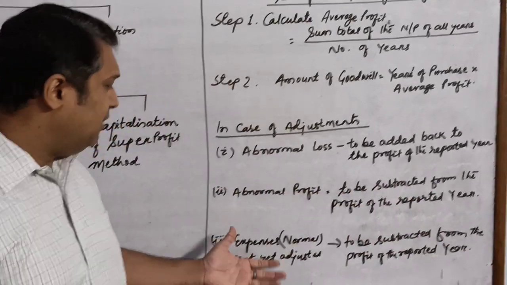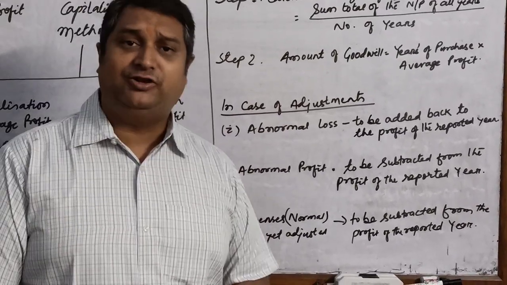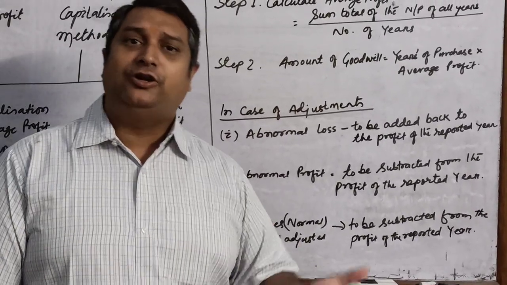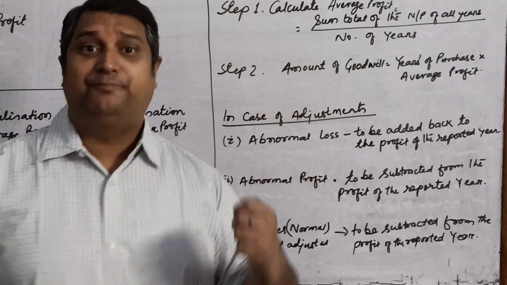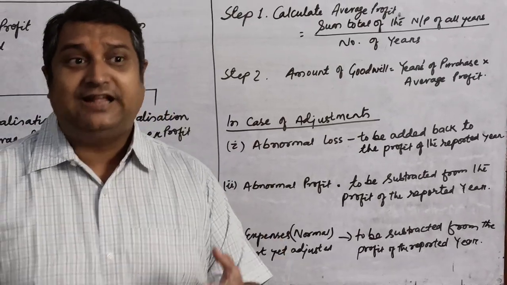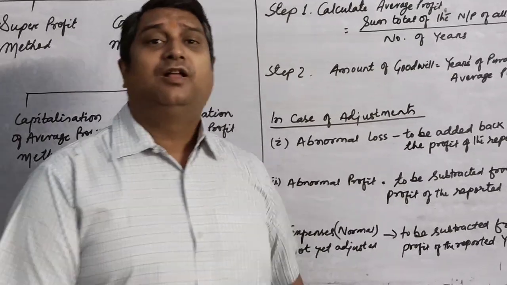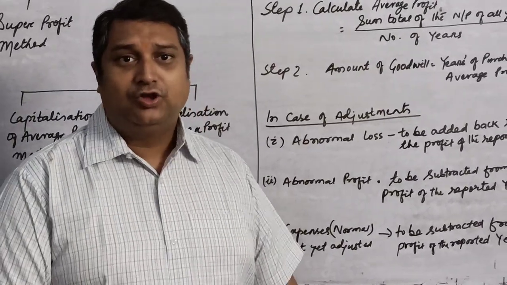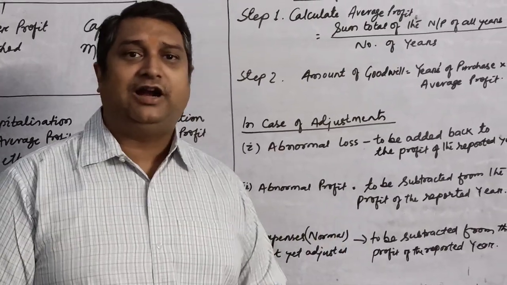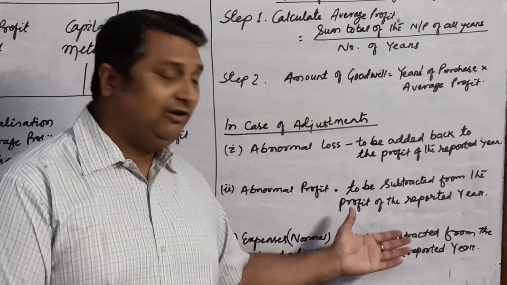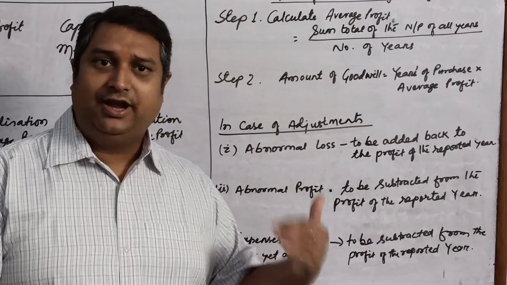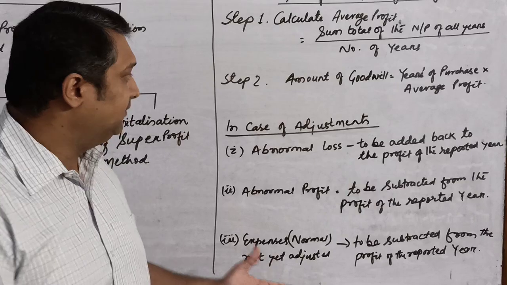There are many questions where some expenses are mentioned, like remuneration to the partners has not yet been provided. There may be certain expenses like management cost or some insurance premium. All these are not yet paid. So in that case, you are supposed to deduct it from that particular year, or on an average, it has to be deducted from all the years.